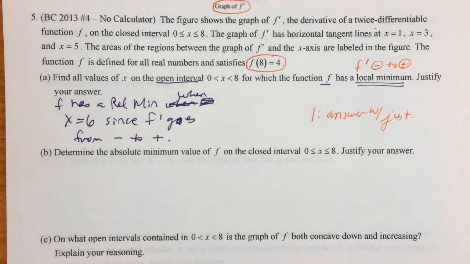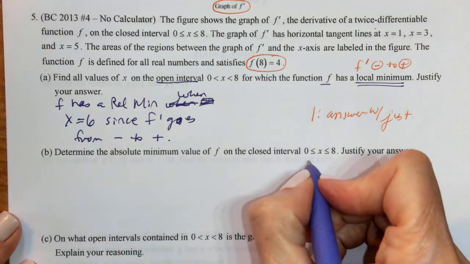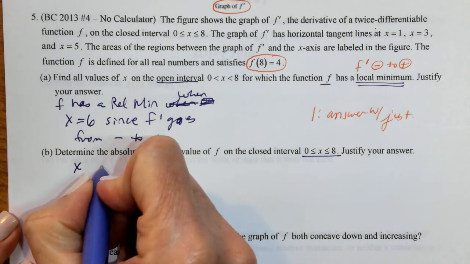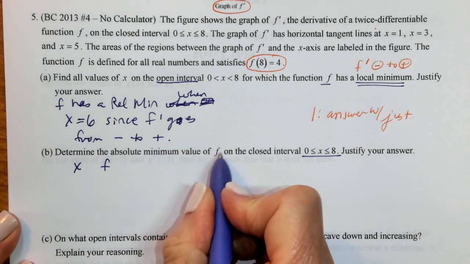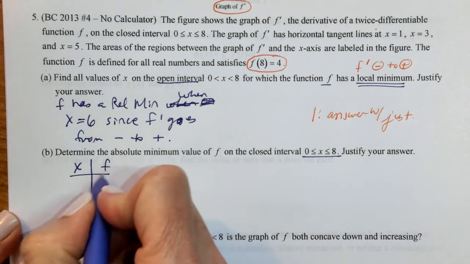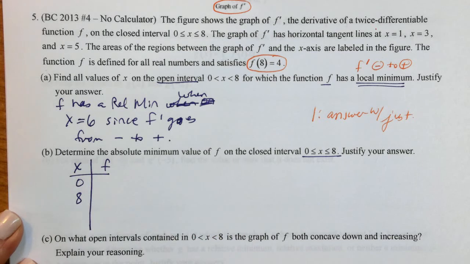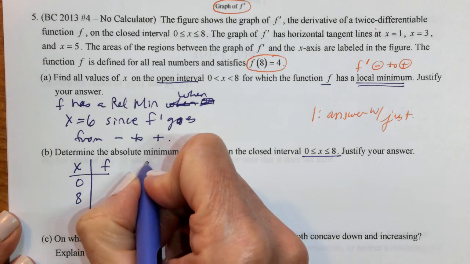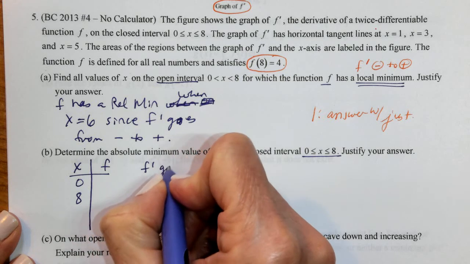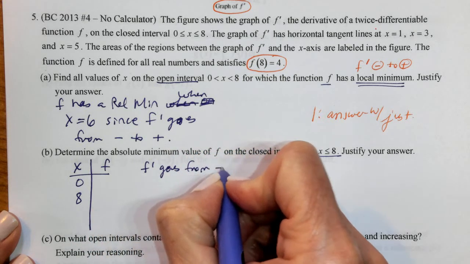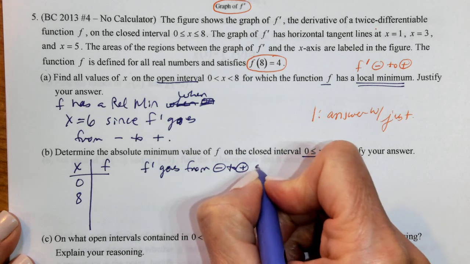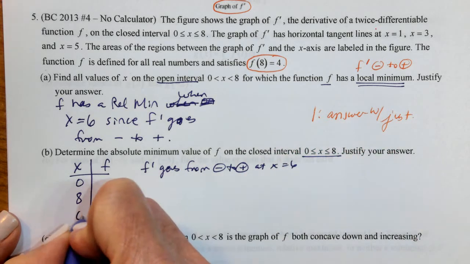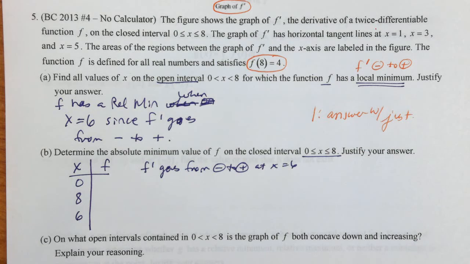Determine the absolute minimum value. Absolute minimum value. So on this closed interval. So closed interval test, we're finding the minimum value of f, so f goes on our closed interval chart. We write our boundaries, and then we write any relative mins. Relative mins. So f prime goes from negative to positive at x equals 6. So 6 is going to go on my closed interval test.